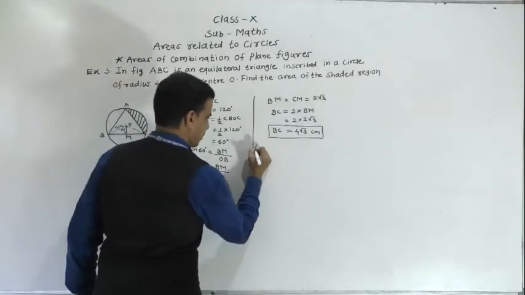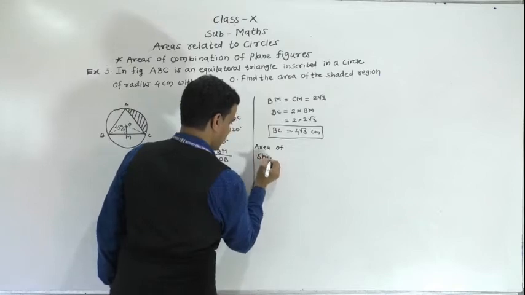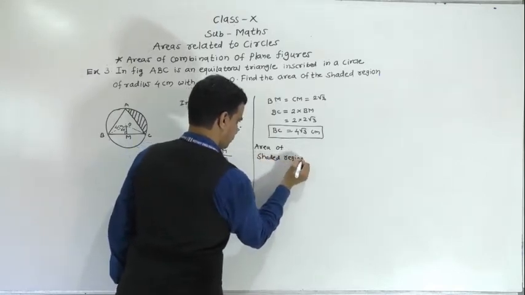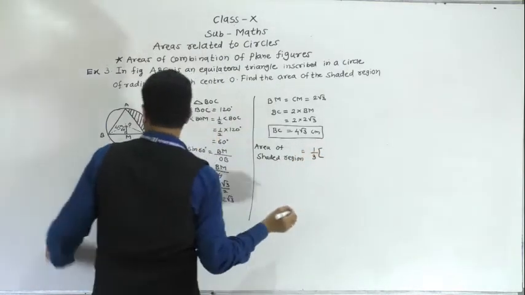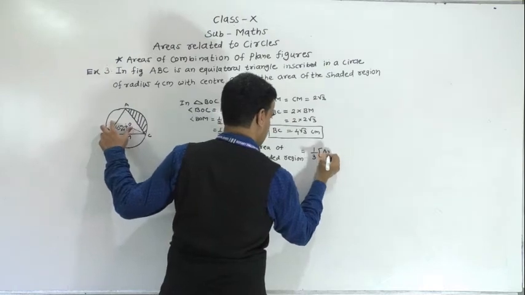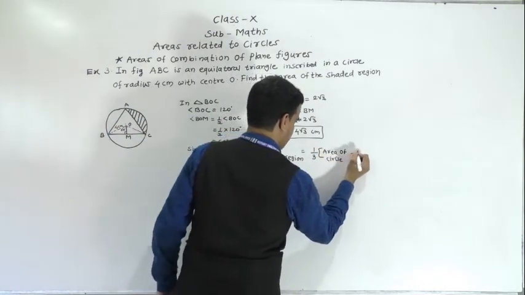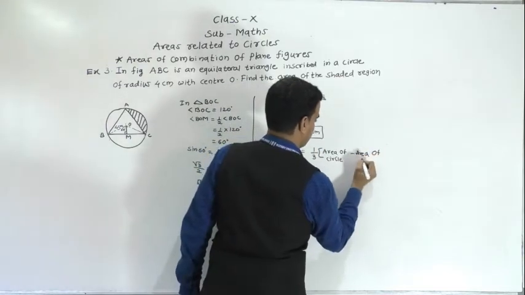So the area of the shaded region, I am writing the formula this way. Area of shaded region is equal to 1/3 of (area of circle minus area of triangle).